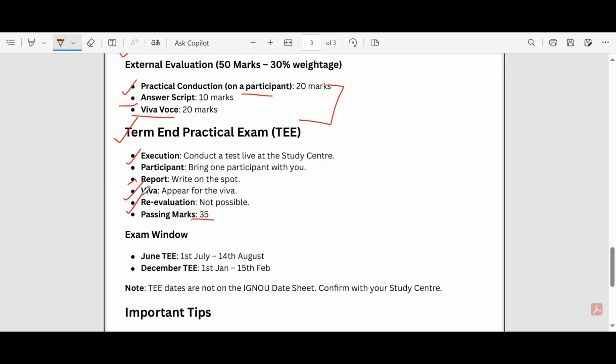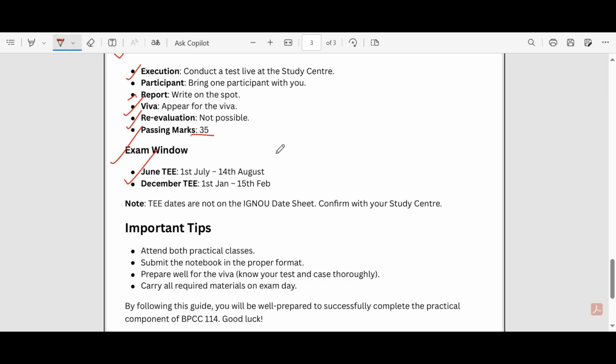Re-evaluation इसमें नहीं होता है. If you fail this exam, you have to give it again, right? There is no limit. Exam window क्या है इसकी? So for June session, it is from 1st July to 14 August, and for July session, it is from 1st January to 15th February. Right. It can also vary depending on the study center.